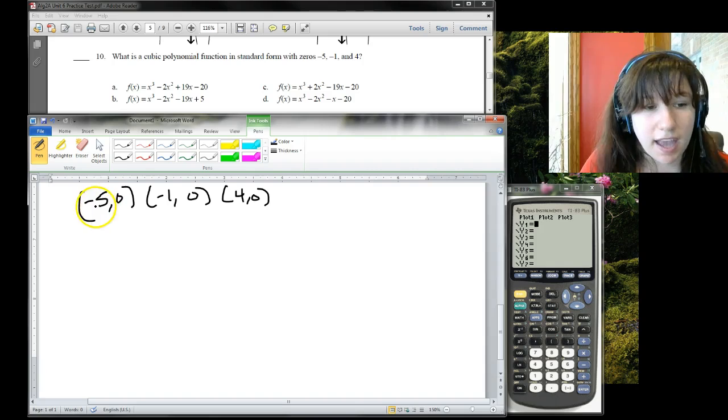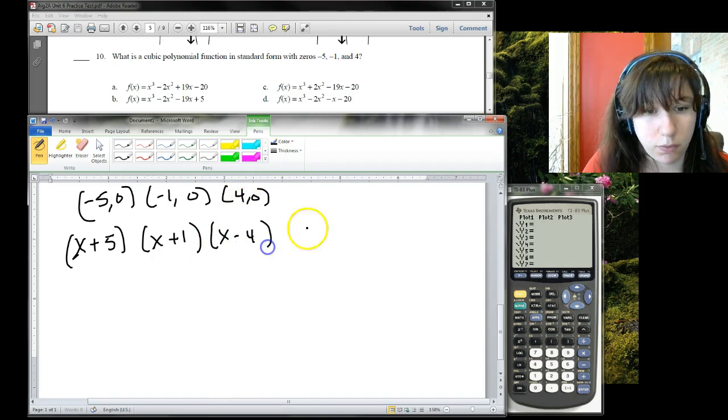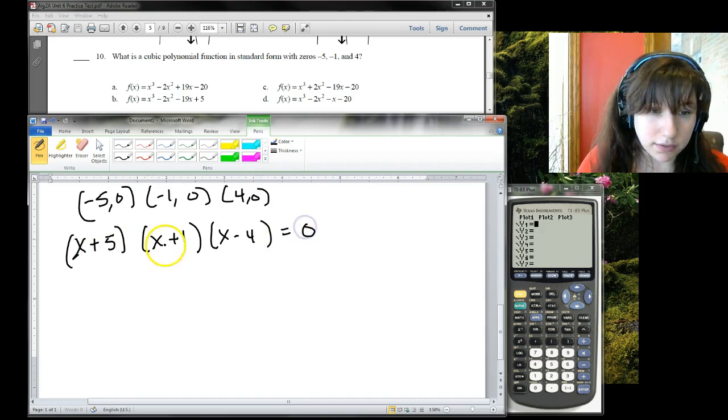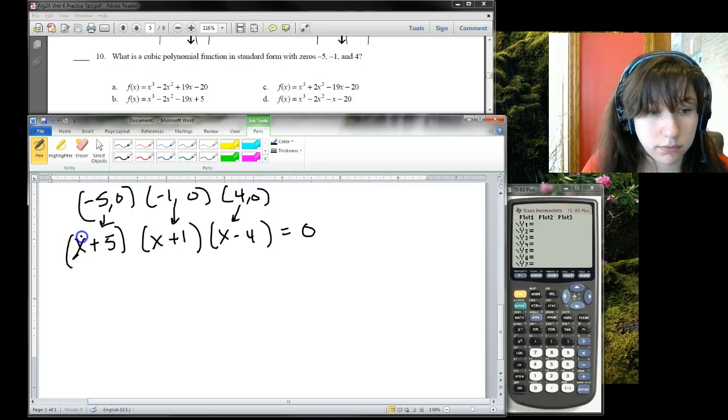So if x equals -5, that came from x plus 5. And if x equals -1, that came from x plus 1. And if x equals 4, that came from x minus 4. So I know that this is my equation. I'm kind of, again, working backwards. Where did these numbers come from? And then what you have to do is FOIL.